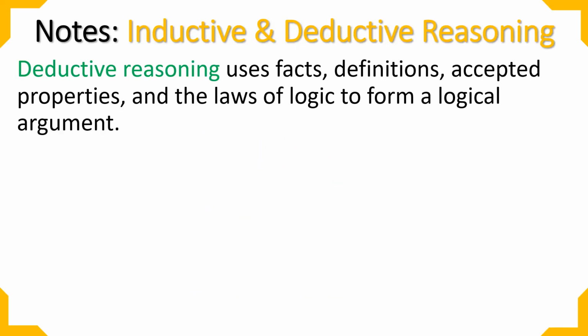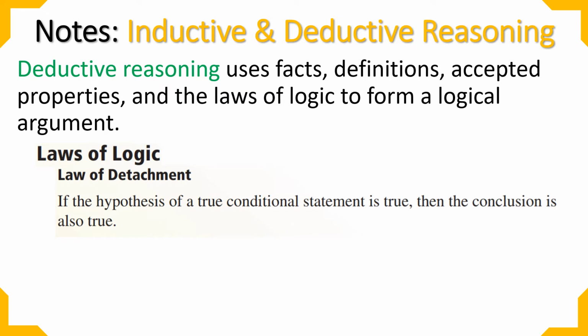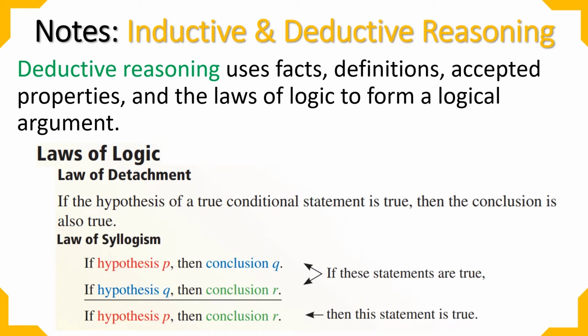Okay, now deductive reasoning, the other type of reasoning, is a little bit more believable because it uses facts, definitions, accepted properties, and the laws of logic to form a logical argument. The laws of logic that we will be using today are the law of detachment, which says if the hypothesis of a true conditional statement is true, then the conclusion is also true. And the law of syllogism, which says if hypothesis P, then conclusion Q, if hypothesis Q, then conclusion R. Therefore, combining these statements together, if hypothesis P, then conclusion R.